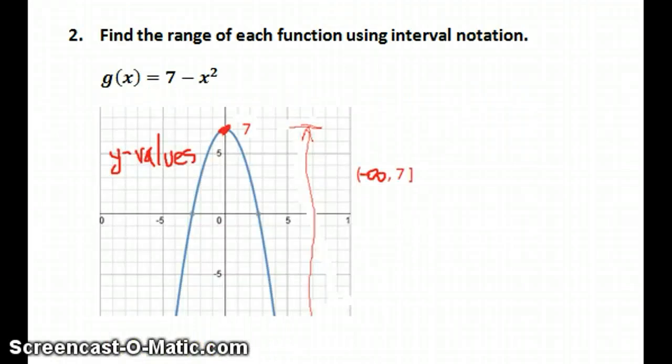Alright, so for number 2, we're finding the range using interval notation. And you basically take 7 minus x squared and plug that into a calculator or some kind of graphing tool, and you get this graph here. And you can see that the y values go from negative infinity all the way to 7. Stop there. So using interval notation, you say negative infinity to 7 with a bracket because it's including 7.